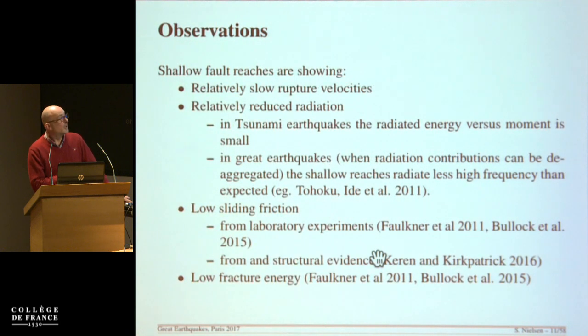Properties of the rupture are a relatively low rupture velocity, of course related to the material, and very low radiated energy versus moment. And also, when it's not a tsunami earthquake but a great earthquake, the superficial part of the fault appears to radiate less energy. The sliding friction, if you take rocks from IODP drilling campaigns, shows very low friction and very low fracture energy.